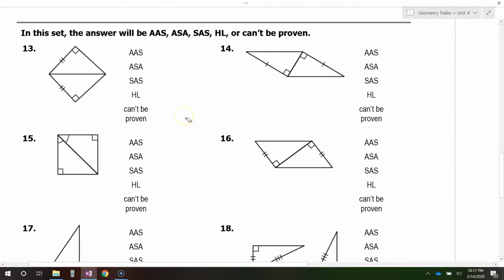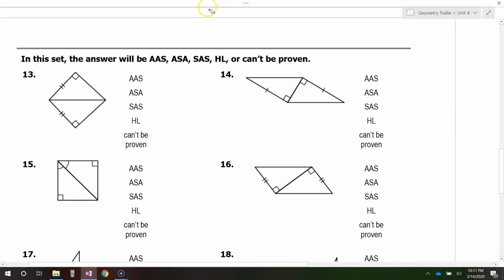Okay, in this set, the answer will either be angle, angle, side; side, angle, side; hypotenuse leg; or can't be proven. So they're opening it up to the full set. 1, 2, 3, 4. I feel like there's one that's missing. Oh, side is the only one that's missing. Okay, so let me reiterate.